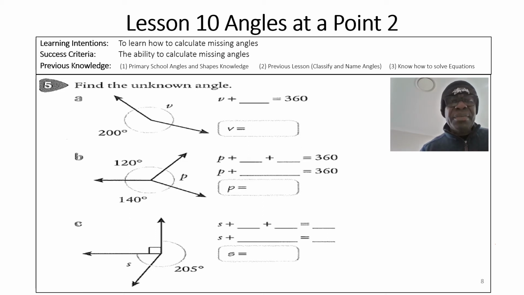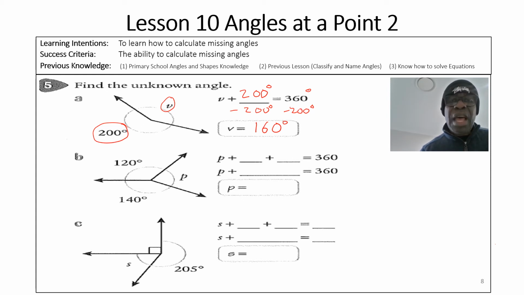If you've done that, you've got 200 degrees here and V over there. So V plus 200 degrees should be equal to 360 degrees. Remember, you have to subtract 200 from the left-hand side and subtract 200 from the right-hand side. And so V must be equal to 160 degrees. In other words, 200 plus 160 will give you 360 degrees. Right.